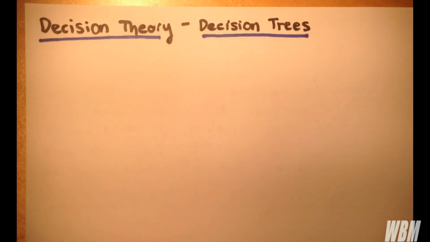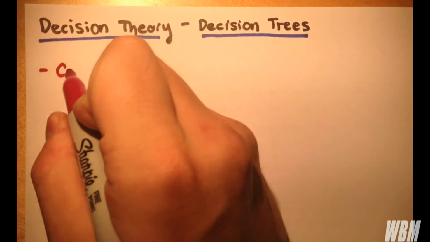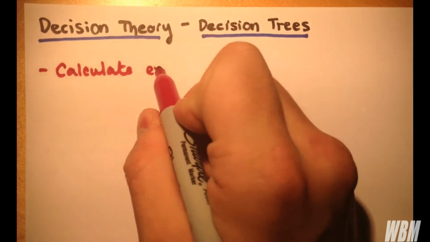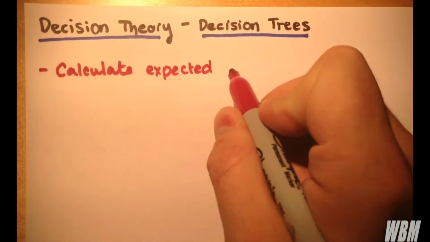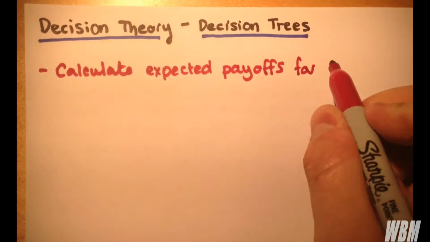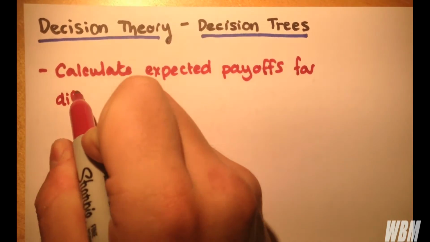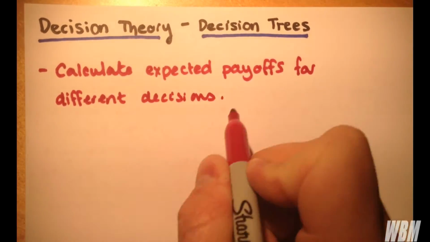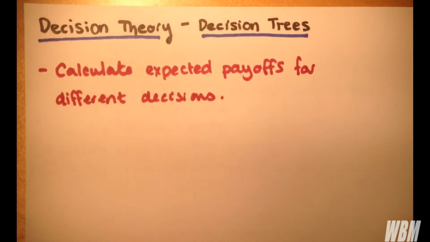Now we're looking at decision trees related to decision theory. We use decision trees to calculate the expected payoffs for different decisions. As usual, I believe the best way to learn something is by demonstrating it, so we're going to look at an example. I won't say it's a brief example, but it's certainly a very thorough example.